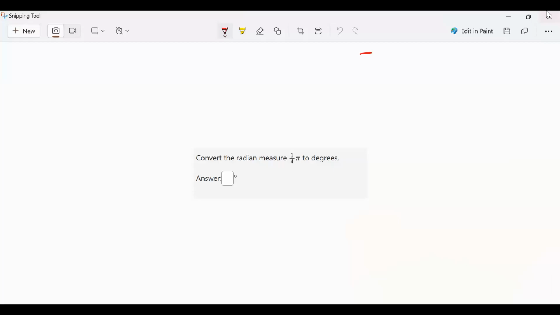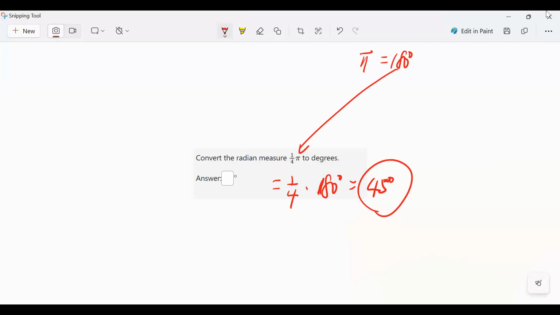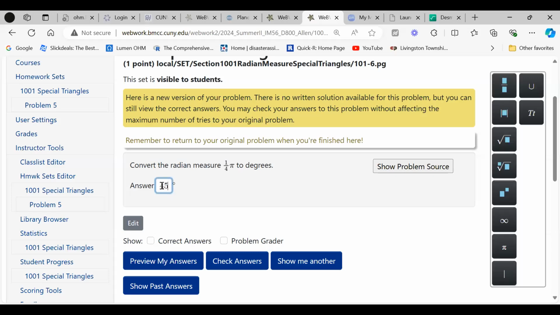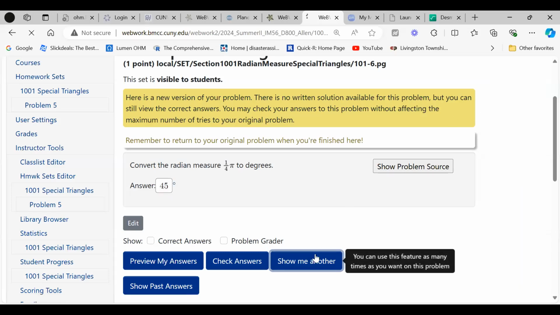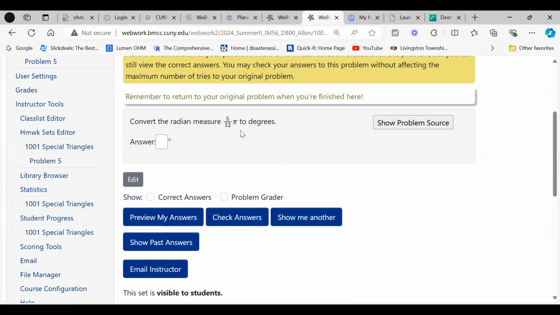Because pi equals 180 degrees, going back here, replace pi with 180 degrees. So it's a quarter times 180 degrees. 180 divided by 4 is 45 degrees. So the answer is 45 degrees. All right, let me show you another: what is 5 over 12 pi? Okay, you try this really quickly.